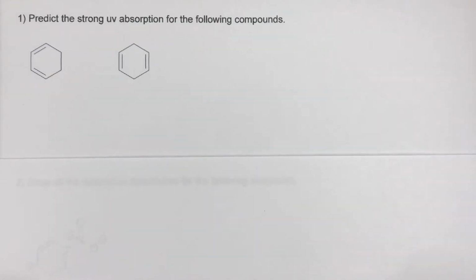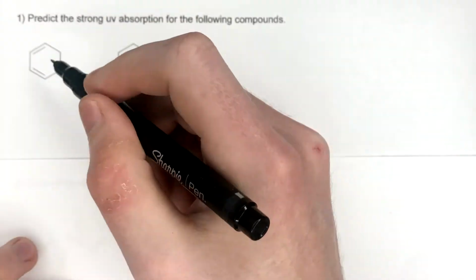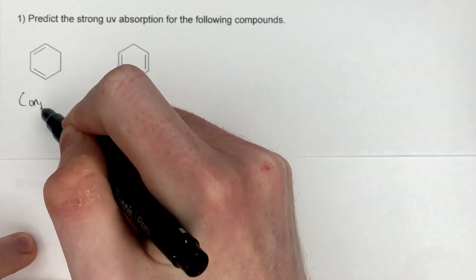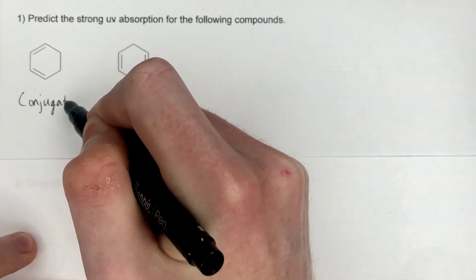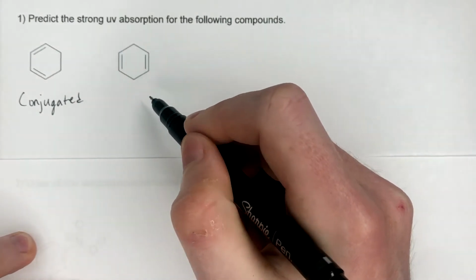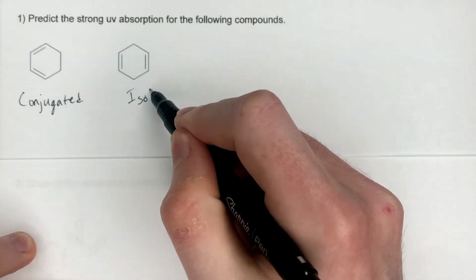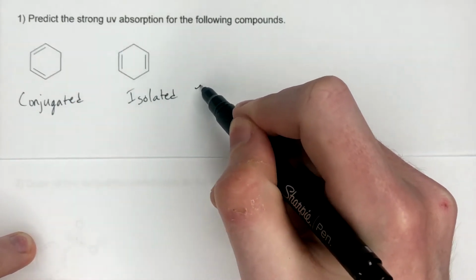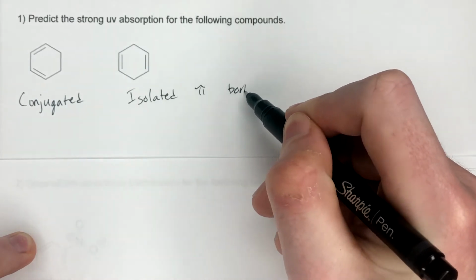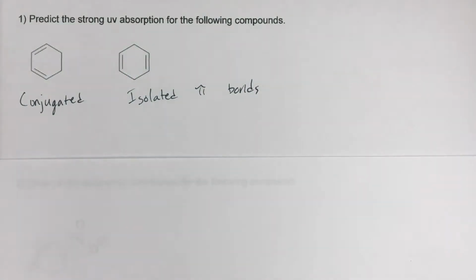So this first question is asking us to predict the strongest UV absorption that we would see for the following compounds. So first we need to observe what's the difference between these two. And the first thing that I notice is this is a conjugated diene, and this is not. These are isolated double bonds. So this has direct implications on the type of UV absorption that it has.